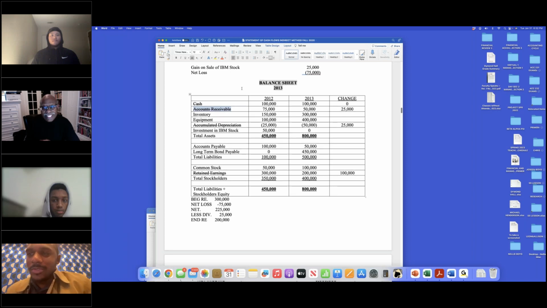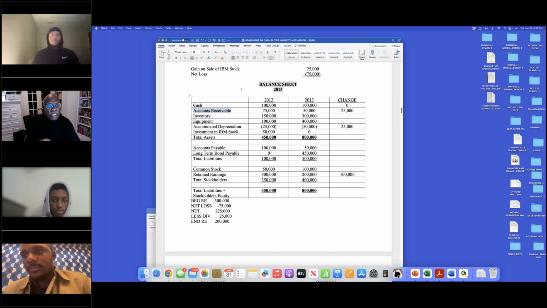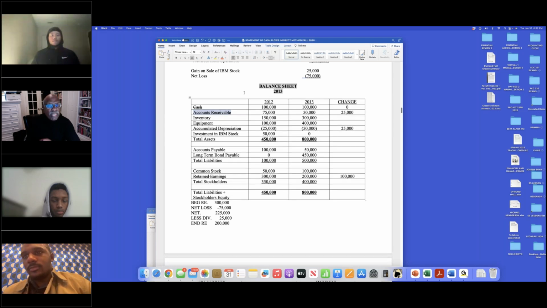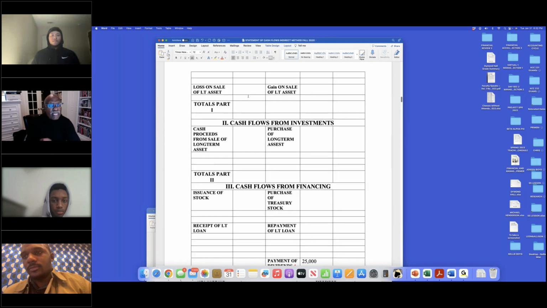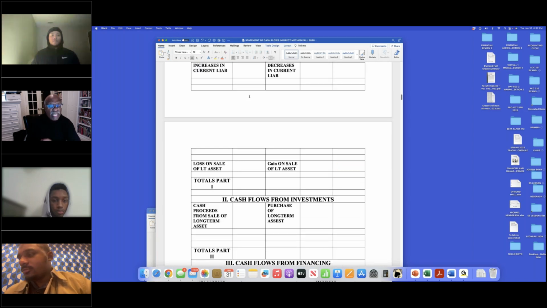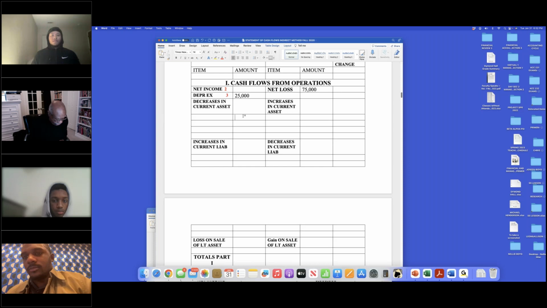Oh, wait, no, source. So when the asset goes down, we just go up here and put a decrease in the current asset. That's a source of cash, 25,000. So that's the accounts receivable.